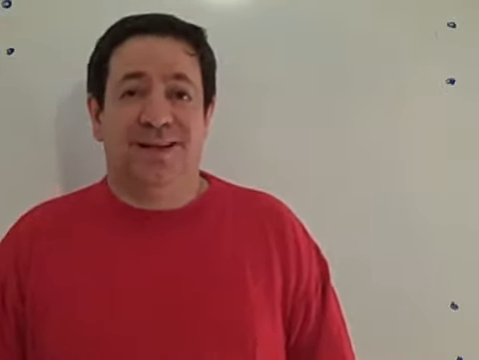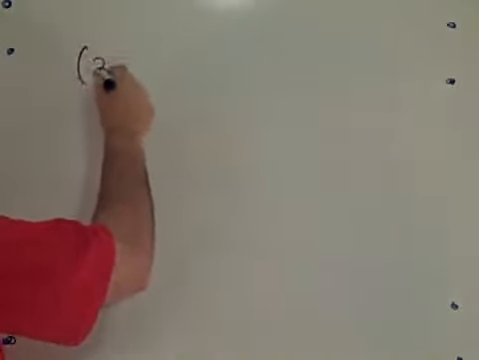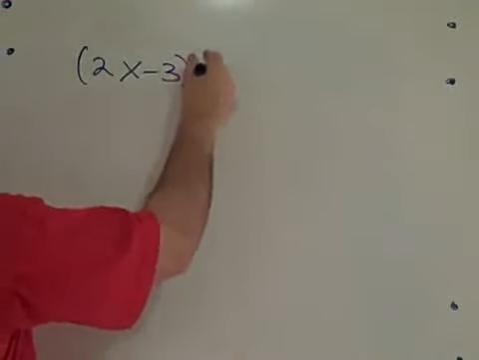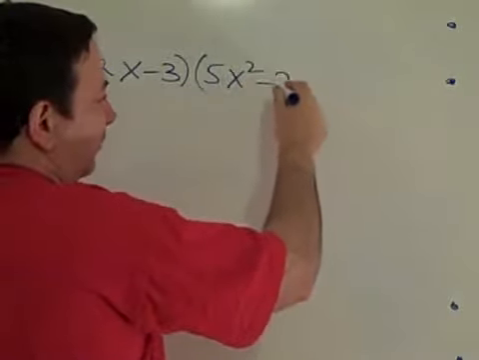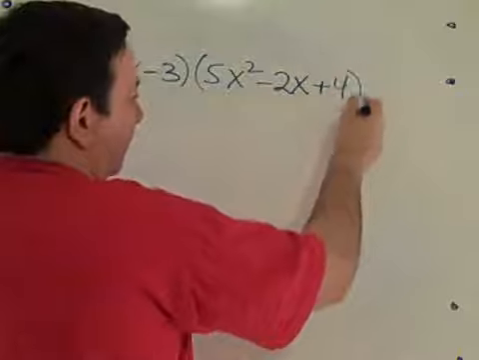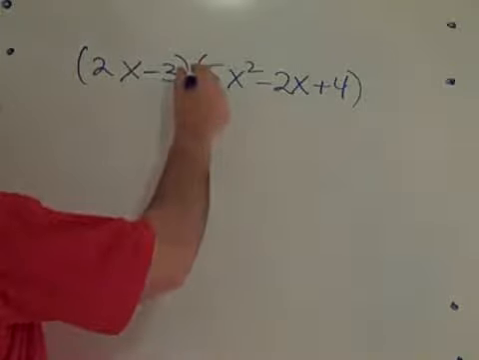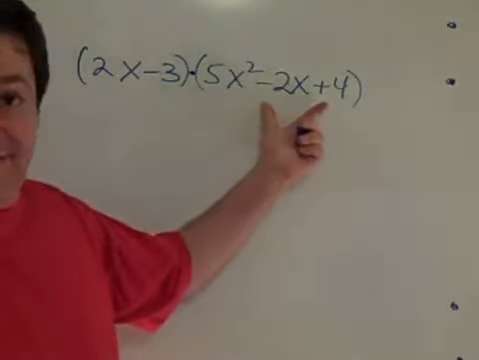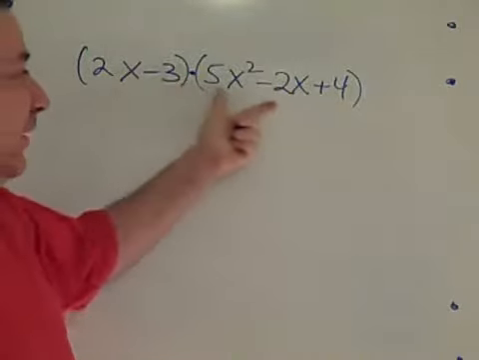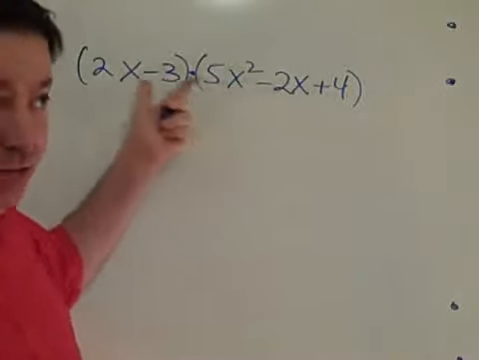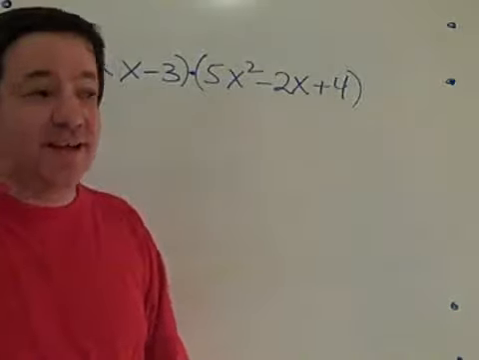We're going to multiply two polynomials. Suppose you have 2x minus 3. You want to multiply this by 5x squared minus 2x plus 4. It's 2x minus 3 times what's in the second bracket. When you multiply things, the things are called factors. What's in the first bracket is a factor. What's in the second bracket, that's the second factor.